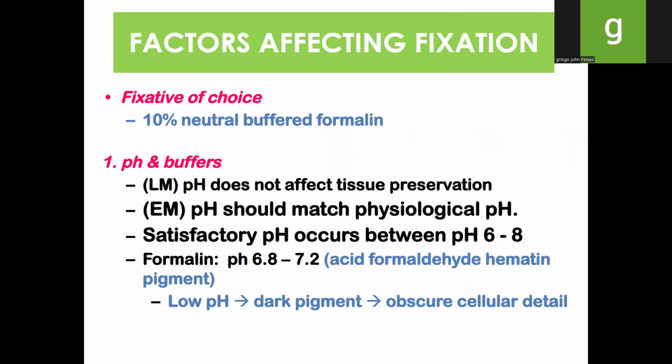So we have here the factors affecting the fixation. First is the pH and the buffer. So for light microscope, the pH does not affect tissue preservation. However, for your electron microscope, pH should match physiological pH. Satisfactory pH occurs between 6 to 8, and the pH of your formalin is 6.8 to 7.2. So basically, if the pH of your formalin is low, it would result in a dark pigment that would obscure your cellular detail.